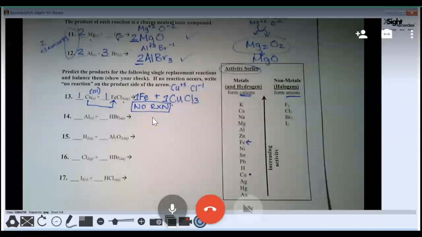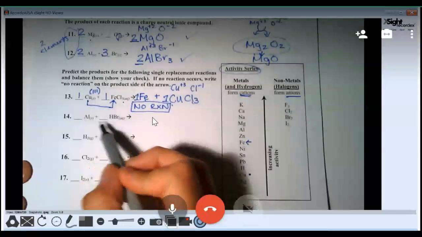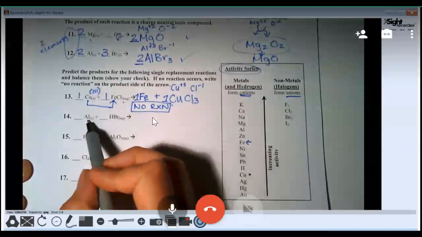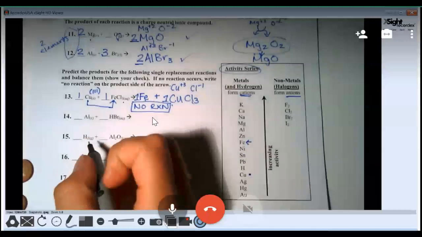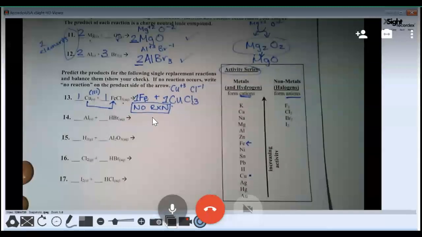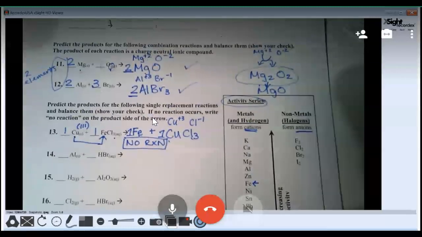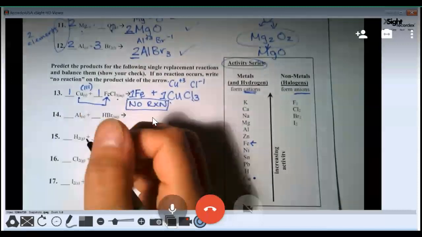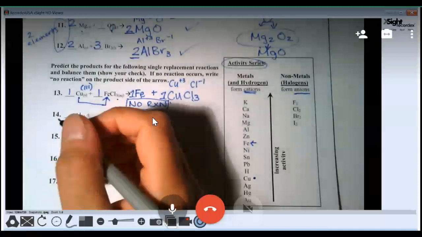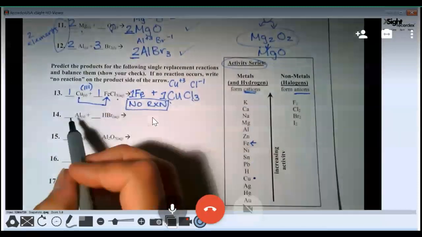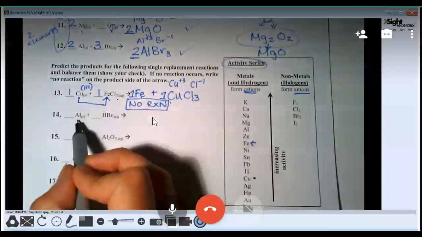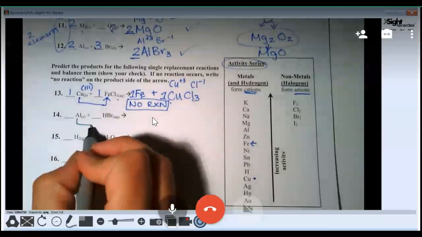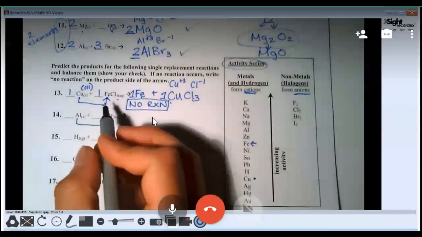Okay, so let's look at the second one. We have aluminum and we have hydrobromic acid. So aluminum, is that a cation or an anion? Aluminum is a cation. So it's going to try and replace the cation in hydrobromic acid, which is hydrogen, the positively charged ion. So aluminum's going to try and replace hydrogen.